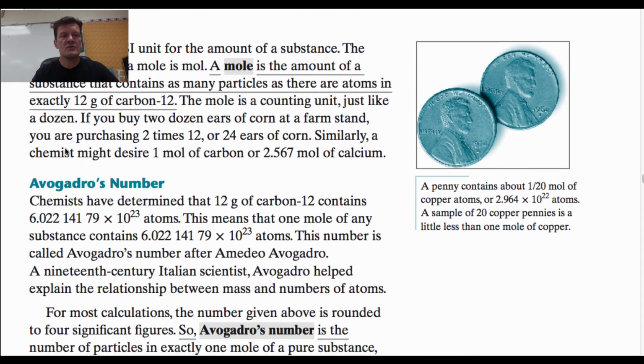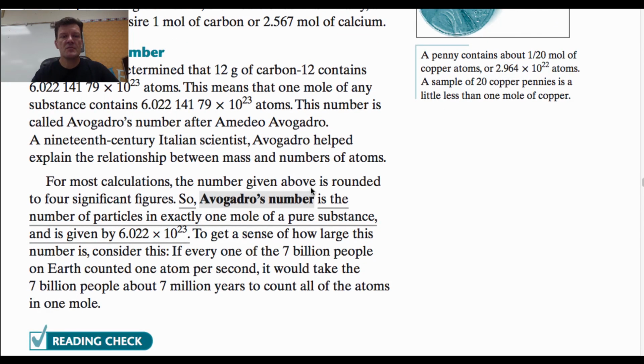It's sometimes referred to as Avogadro's number because he's a scientist that is given credit for that. So Avogadro's number is the number of particles in exactly 1 mole. A quantity, it's just a quantity of pure substance. And it is given as 6.022, okay, I said 6.023, but 6.022 times 10 to the 23rd.